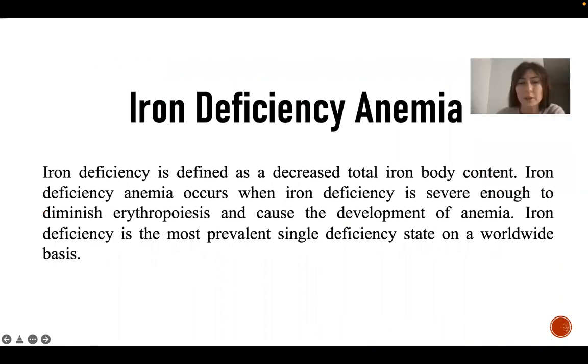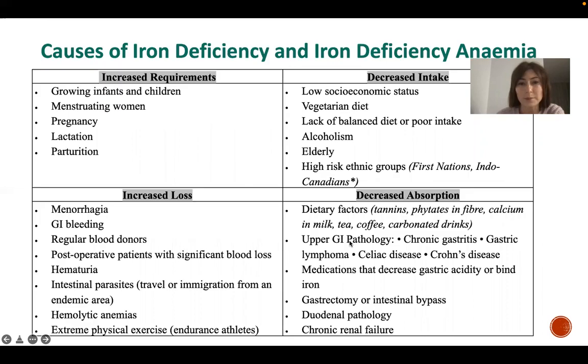Iron deficiency anemia. Iron deficiency is defined as a decreased total iron body content. Iron deficiency anemia occurs when iron deficiency is severe enough to diminish erythropoiesis and cause the development of anemia. Iron deficiency is the most prevalent single deficiency state on a worldwide basis.